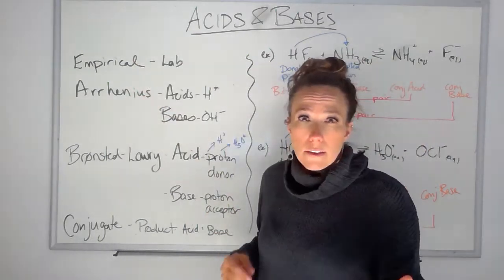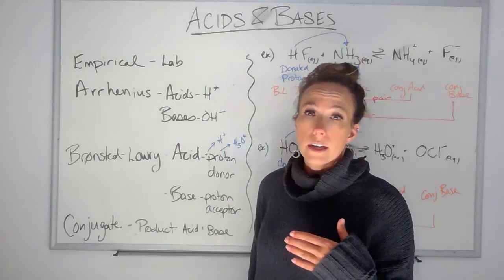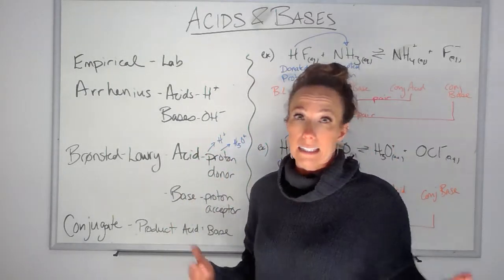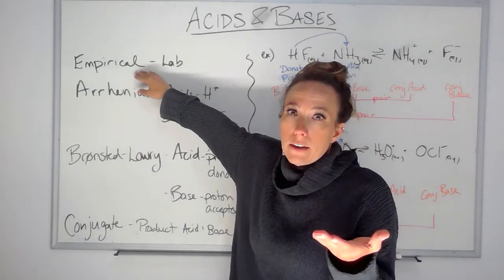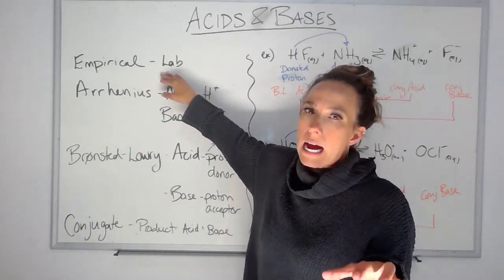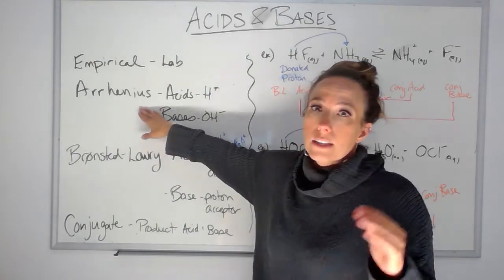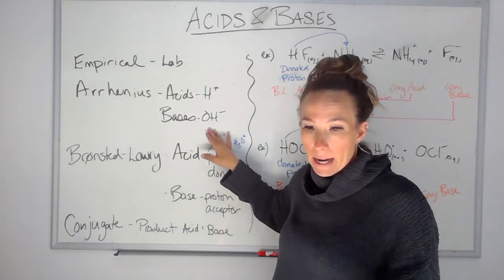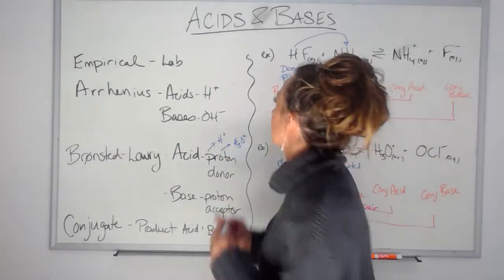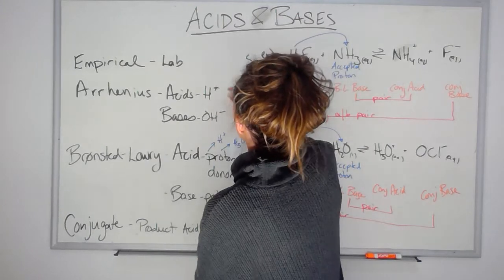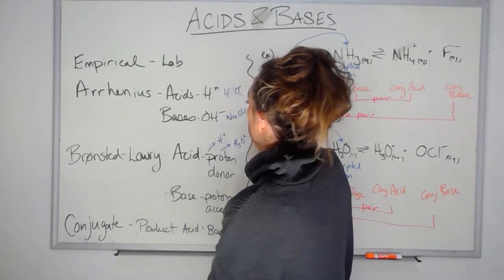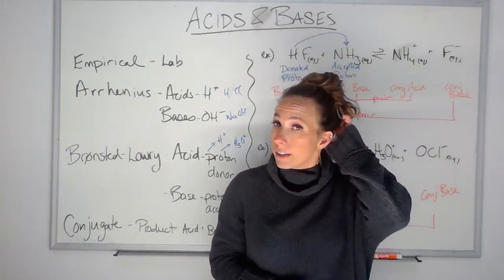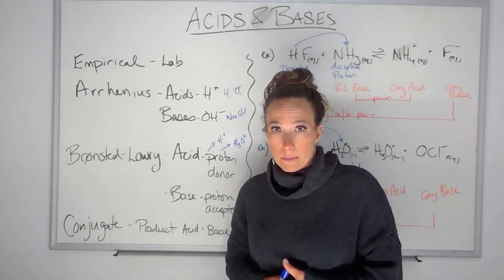If I ask you for an empirical definition of an acid, you're looking for lab stuff. Turns red litmus paper blue, for example, right? Or tastes sour. So any empirical definition is what you would see in a lab. That's like your junior high definitions. Then Arrhenius is like your Science 10 definitions. So acids have an H+, bases have an OH-. For example, an acid is HCl and a base is NaOH. Okay, then we get into the modified acid-base theory, or the Bronsted-Lowry acid-base theory.